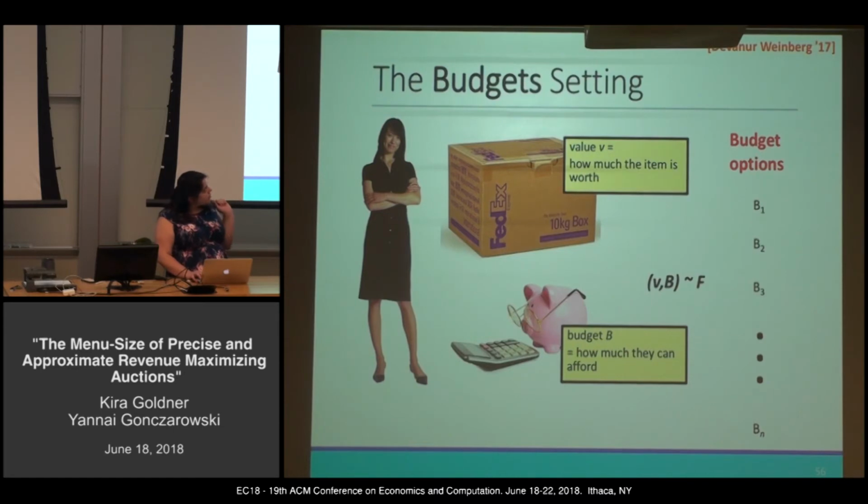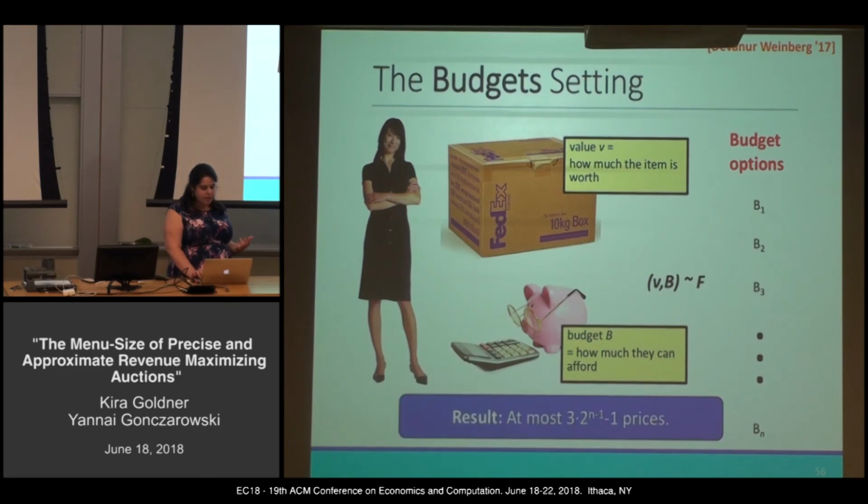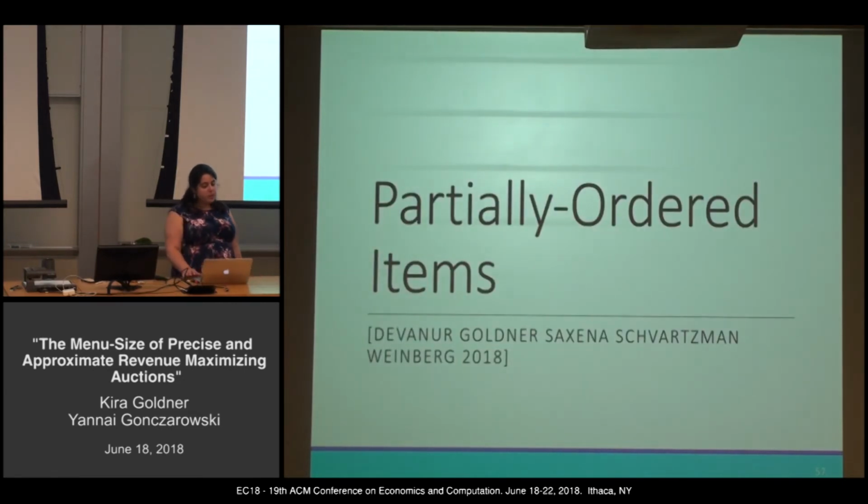So this is a study by Goldner and Matt Weinberg in EC'17 last year. And the result is very similar technology using duality, and it says that you wind up with at most exponentially many prices, but more than FedEx. Okay? So this is all I'm going to say about this paper, but the point is that it does something similar in terms of optimal mechanisms and gives a different menu complexity for a different setting. Okay. And the setting I really want to dig into is the partially ordered setting. So this is a paper by Goldner, myself, Ariel Schwartzman, and Matt Weinberg.